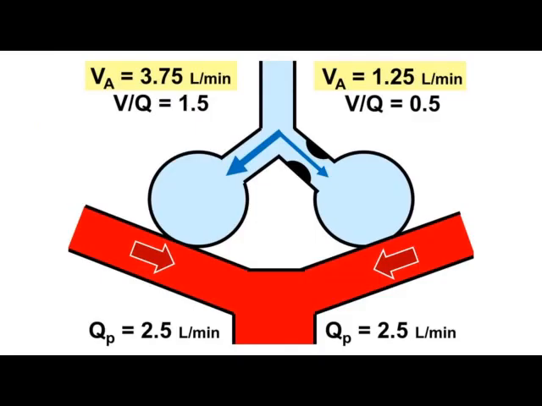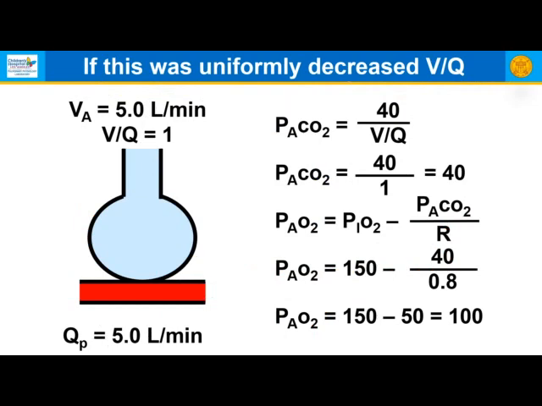All right, so what if we try to correct this? This lung's ventilation is decreased, so we try to correct this by increasing ventilation in this lung. We still have a VQ ratio of 0.5 here, but we have a VQ ratio here of 1.5. If this were a uniform process, it turns out that ventilation would equal perfusion, and we'd have a VQ ratio of 1, and we know this gives us a PCO2 of 40 and a PO2 of 100.